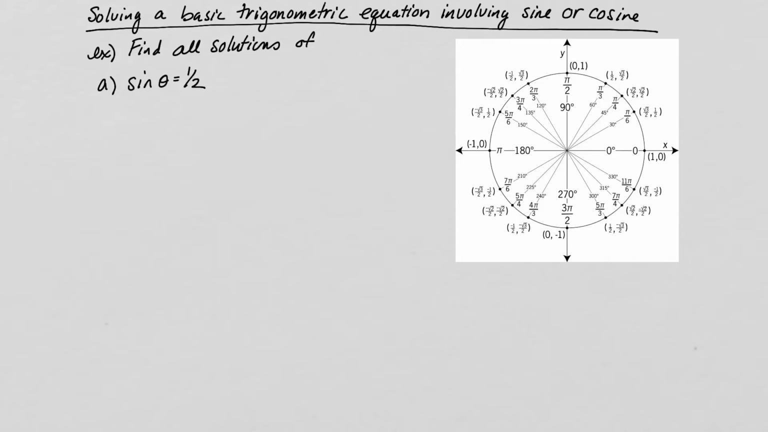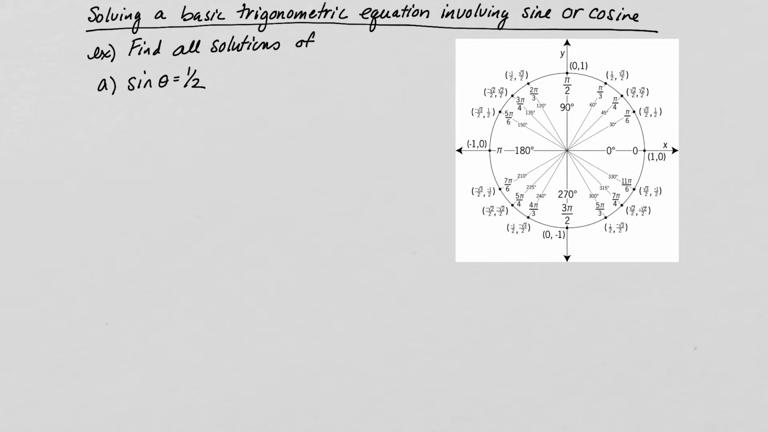In this video, we are going to look at solving a basic trigonometric equation involving sine or cosine. So our problems are going to look like "find all the solutions of" and then some trig function. It's a trig equation. So here in this one, I happen to have sine theta equals 1/2. So I want to find all the places where the sine of theta is equal to 1/2.